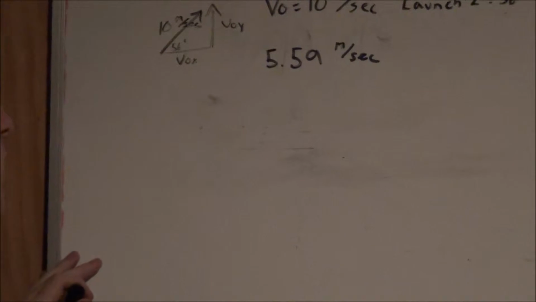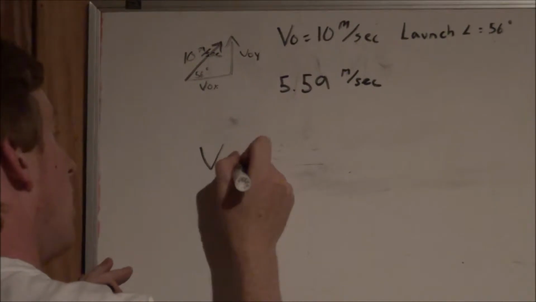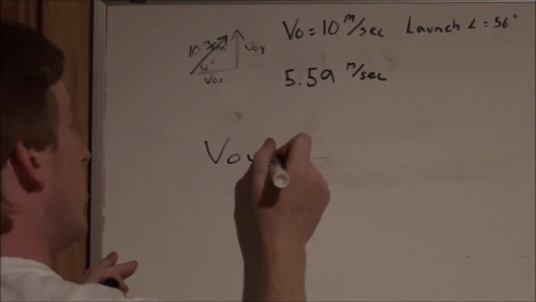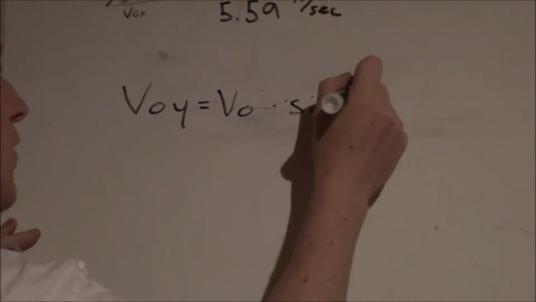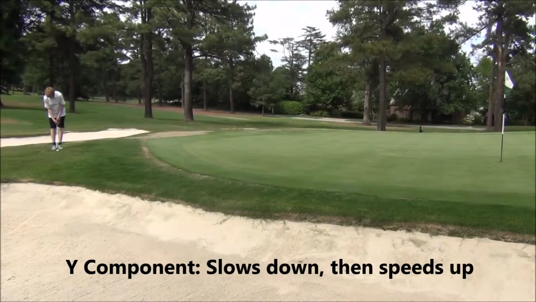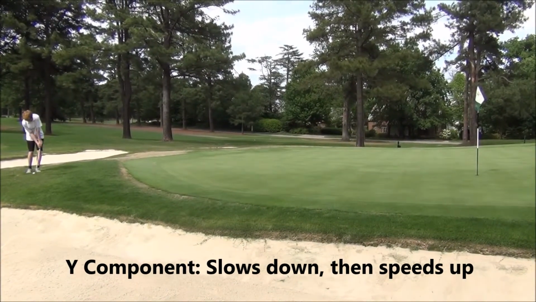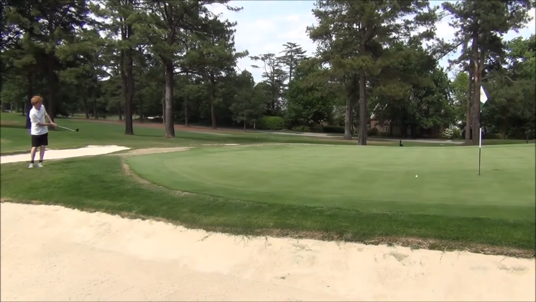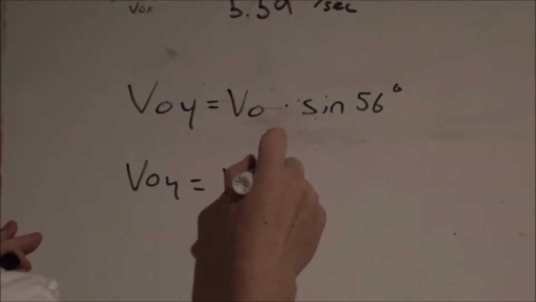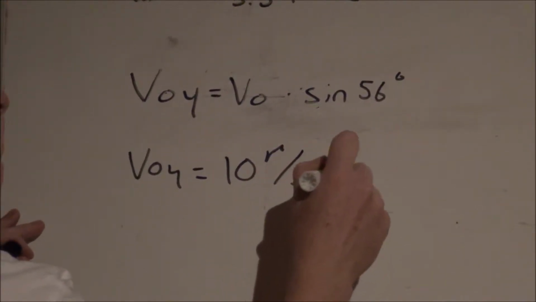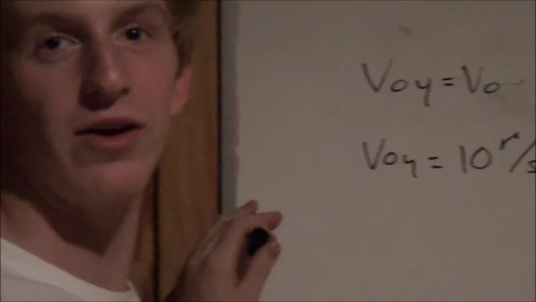Now we will find the vertical velocity of the golf ball. The equation is very similar, but instead of cosine, we use sine. So v0y equals v0 times sine 56. Also note that the vertical velocity will slow down before it reaches the apogee and then speed back up. So v0y equals 10 meters per second times sine 56. We will now go to the calculator to do the math.